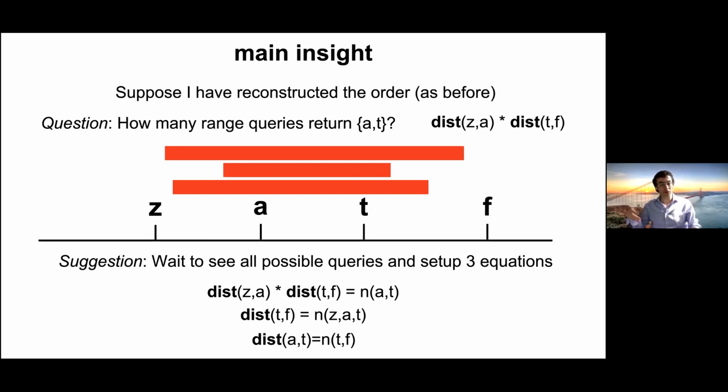So you can set up these equations, and if you know N_AT, N_ZAT, and N_TF, then you can solve the system and figure out what the distances are. Once you figure out the distances, you're figuring out the value of Z, the value of A, the value of T, and the value of F. This is the main intuition of our attack. Any questions here?